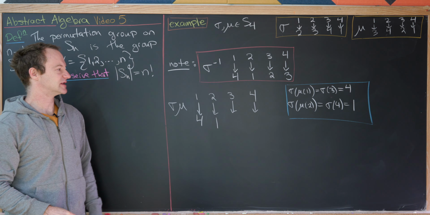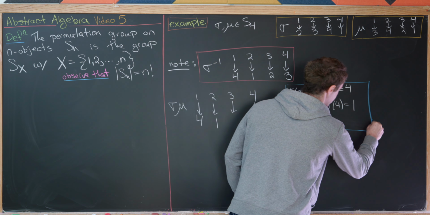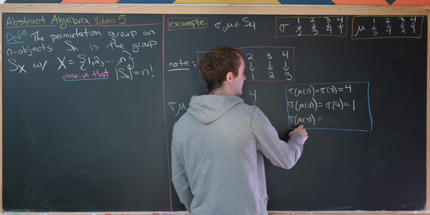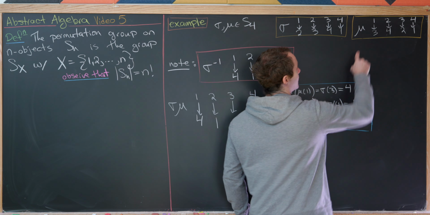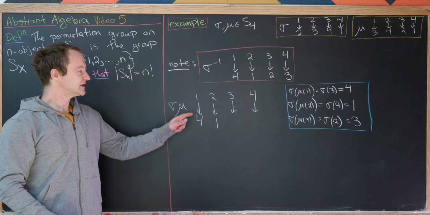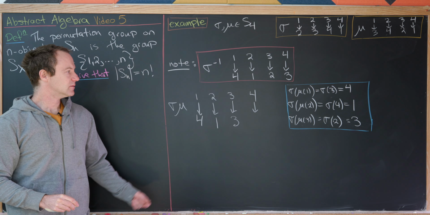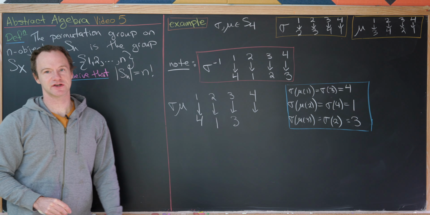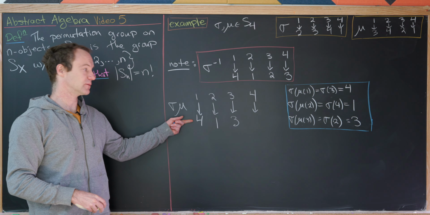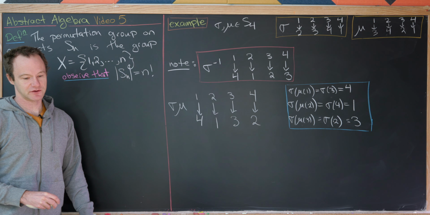Okay, now let's see what happens to 3. So let's extend this down here so that we've got enough room. Like I said, we need to look at sigma of mu of the number 3. So that's going to be sigma of, well, mu of 3 is 2. Okay, and then sigma of 2 is, so this is interesting. Sigma composed with mu fixes the number 3. It sends 3 to itself. But now we actually don't need to make this last calculation because we can use the fact that we have a bijective function. And the only thing that we're missing here is the number 2. So that means 4 must be sent to 2. I'll let you check that if you need to.